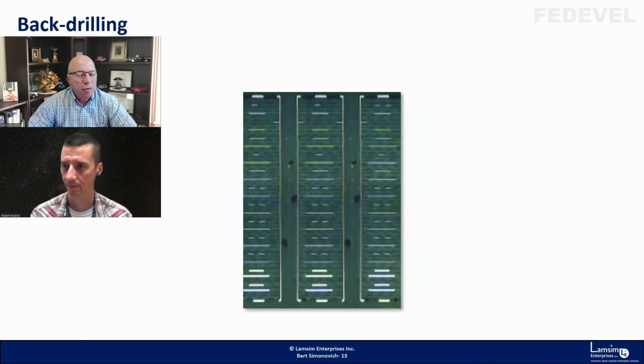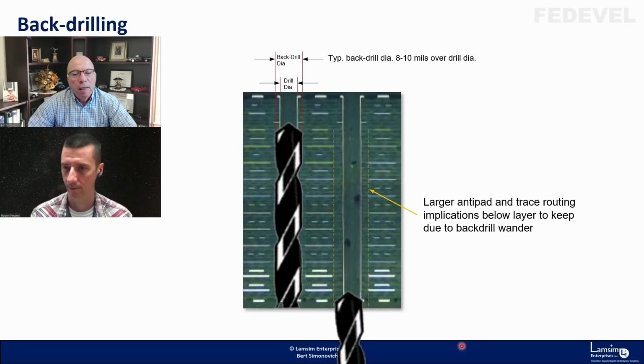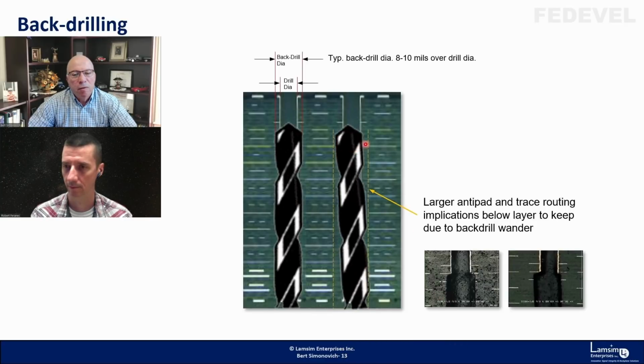So what backdrilling does is drill back up, and usually the back drill size is 8 to 10 mils over the drill diameter for proper back drilling. But you have to consider drill wander. So usually they make the anti-pads a bit larger to account for any wandering. You can see these are actual pictures of a cross section where the back drill is pretty solid, but it can wander over the thickness of the board.